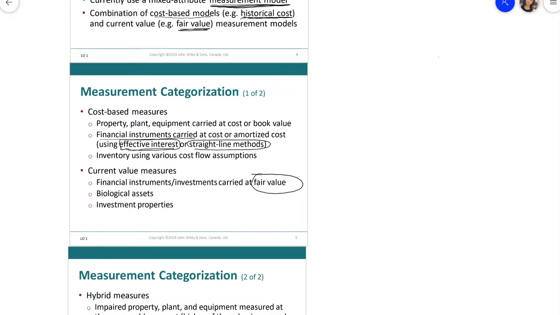Some of the assets can be measured at the current value. What are some of them? Financial instruments or investments, like when we talk about fair value net income investments or fair value OCI investments, those are recorded at the fair value. And some of the investment properties are also measured at the fair value.